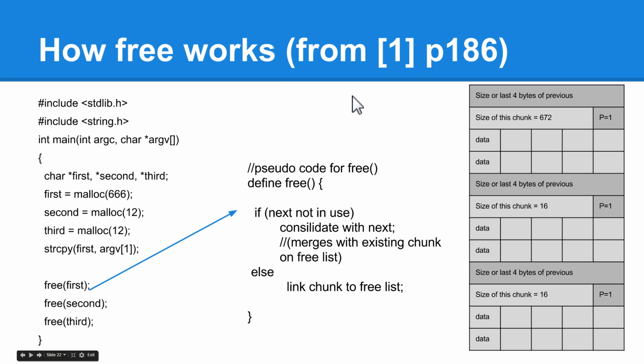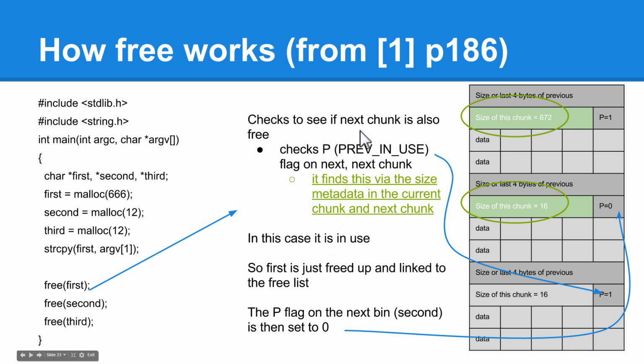And the algorithm for free is roughly, say we're doing free first, it checks if the next one is not in use. If the next one is not in use and therefore is also free, it attempts to consolidate the 2 chunks together and then merge with an existing chunk on the free list. Otherwise, if the next one is in use, it just goes ahead and links this first chunk to the free list. So let's iterate through this example with this rough algorithm.